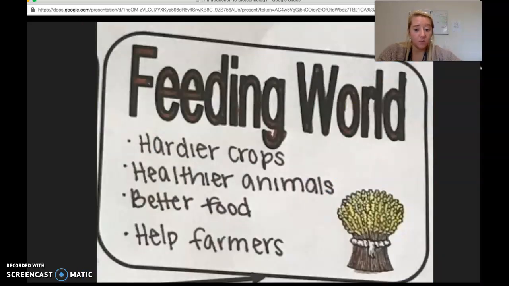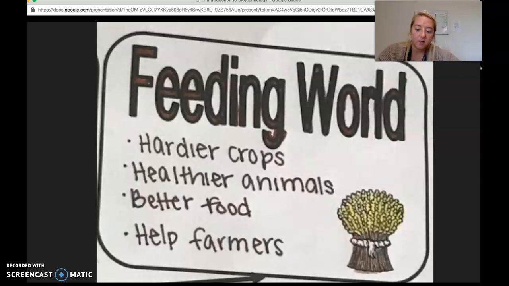We also use it to feed the world. So with biotechnology, we are creating and genetically modifying hardier crops, right? We're going to spend, by the way, a whole day or two on genetically modified organisms, or GMOs. So if that is something that you're interested in debating, talking about, learning more, just hold on. We will have it soon, okay?